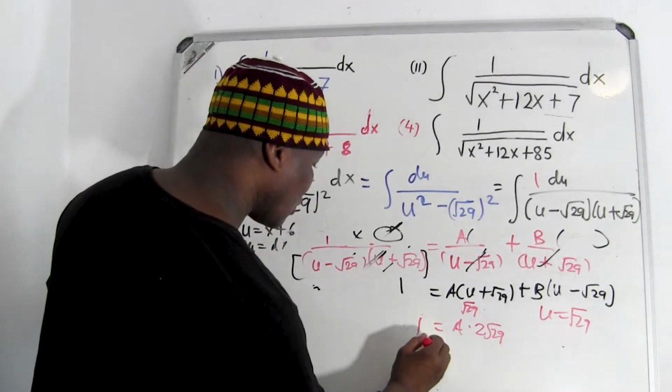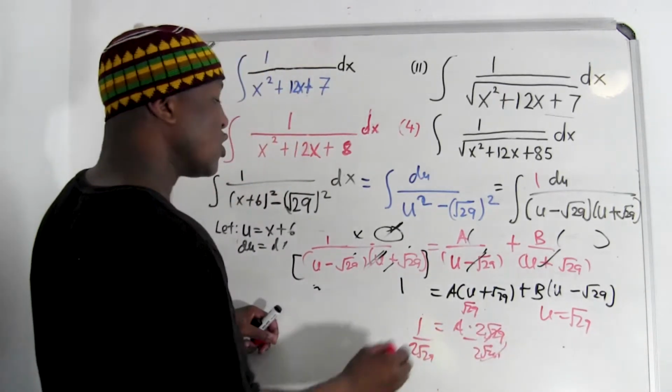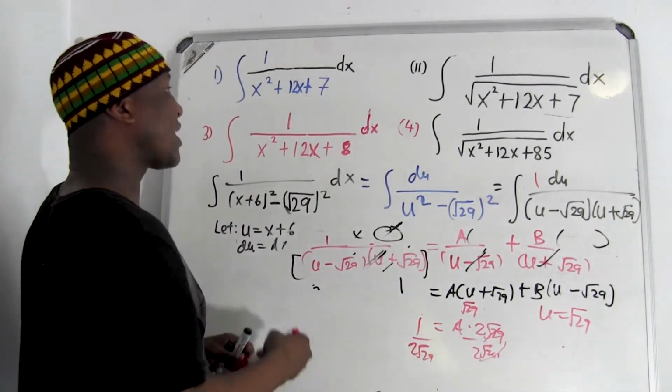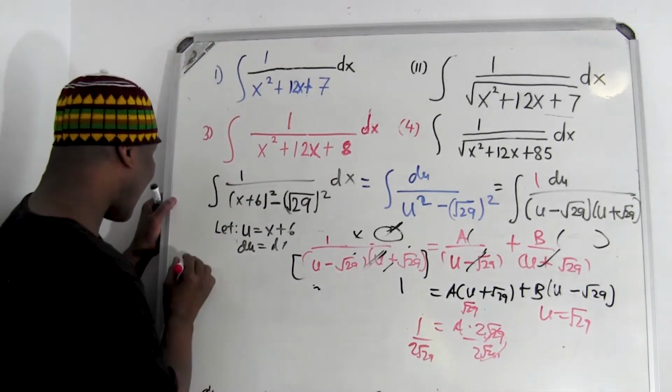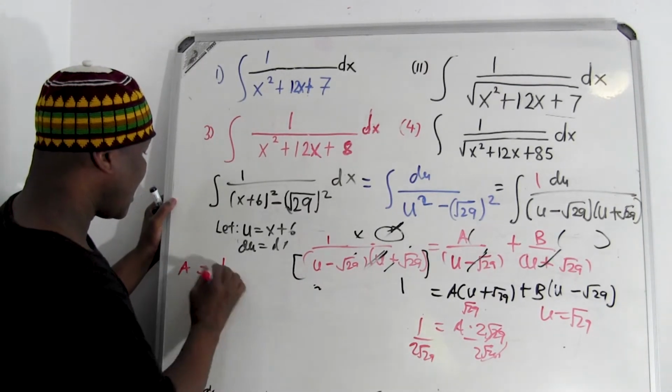Throughout, it means it's going to be 2 square root of 29, and this is going to be 2 square root of 29. So this and this cancel. So a equals 1 over 2 square root of 29. So I can say, well, I got my value of a. I can write a equal to 1 over 2 square root of 29.